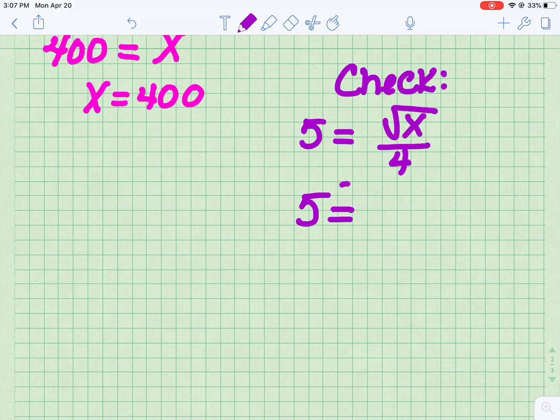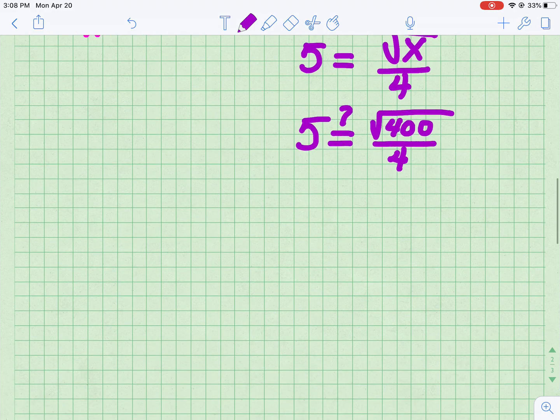Be careful of that. So here's how I remind myself we're not doing that. I'm asking the question, does 5 equal the square root of 400 over 4? Are they the same? So let's check it out. I'm not moving to the other side of the equation. I got my calculator out in case I don't know, and I do the square root of 400. And the square root of 400 is 20. So then the question is, is 20 over 4 equal to 5? And the answer is yes.